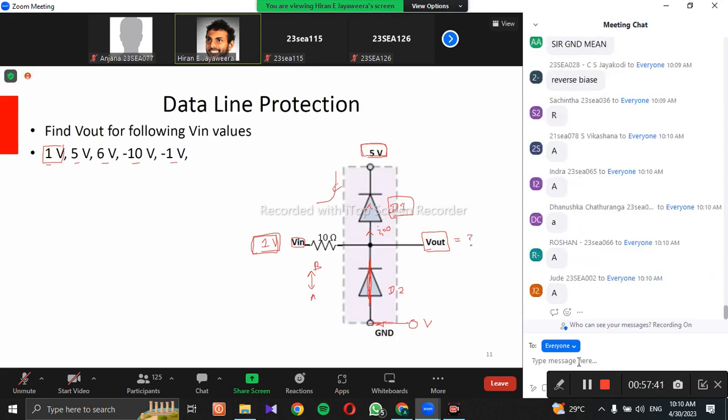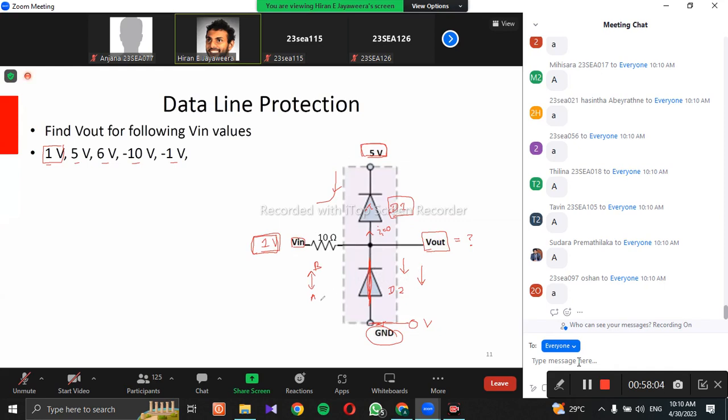If there is a current flow, that current flow has to happen in this direction because this is where you have the lowest potential, right? So the current flow has to happen in this direction, but because of the higher voltages over here, the diode gets reverse biased, right?